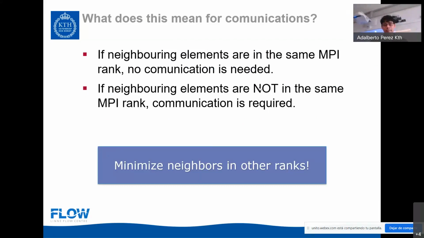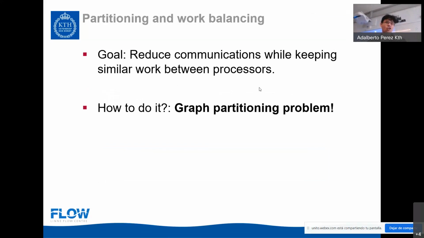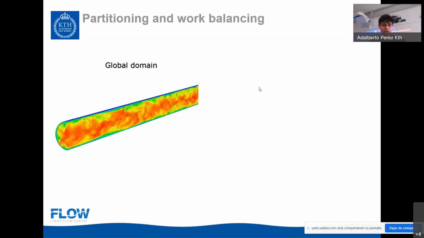And of course, since we are dividing the elements among ranks, we also have the choice to try to minimize this effect. So the idea is that we minimize the neighbors in other ranks. Of course, we cannot only minimize the neighbors, we also need to try to keep the work balanced between ranks. So then this becomes basically a graph partitioning problem where we want to reduce communication, but we need to keep the load balance between MPI ranks.